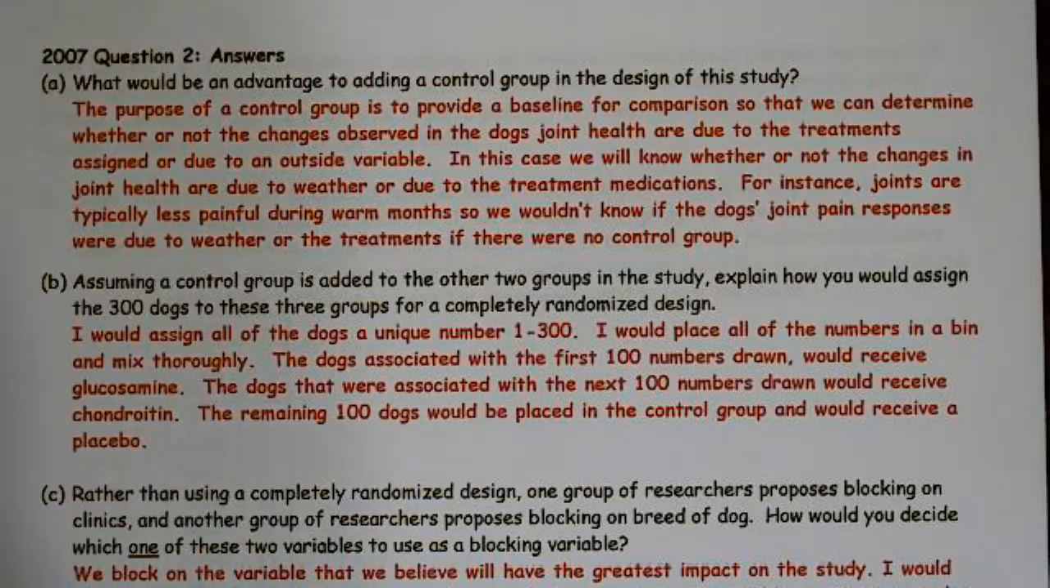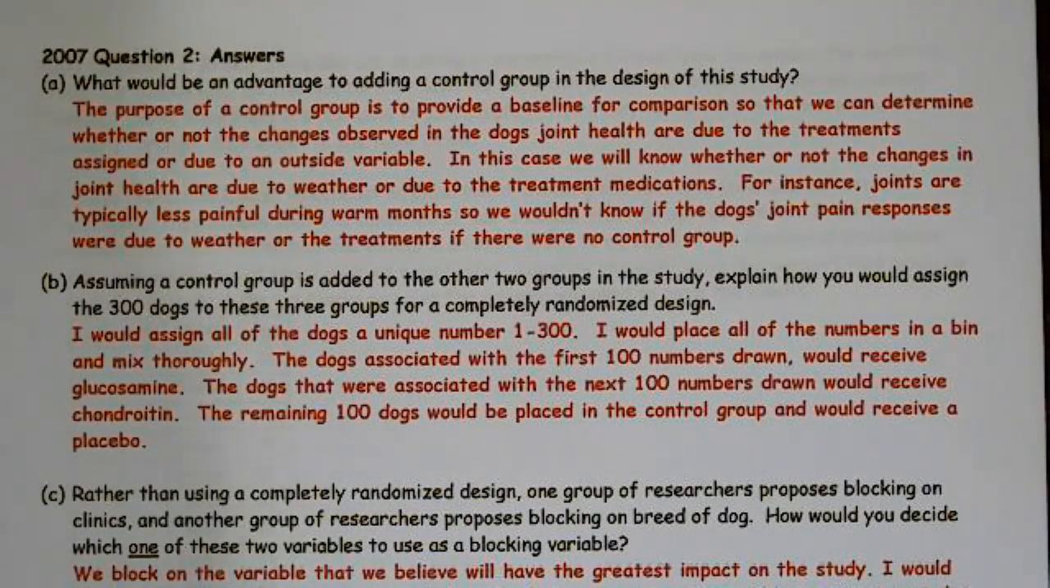So I would assign all the dogs a unique number from 1 to 300. I would place all of the numbers in a bin and mix thoroughly. Very important, you assign them all, you place them in a hat, you mix thoroughly. The dogs associated with the first 100 numbers drawn would receive glucosamine. You have to have the word associated because you're not doing the 100 numbers.